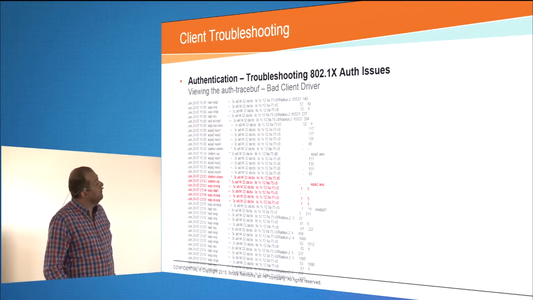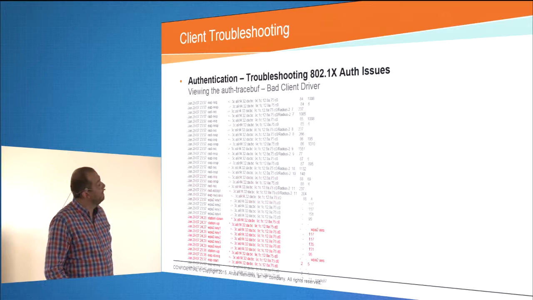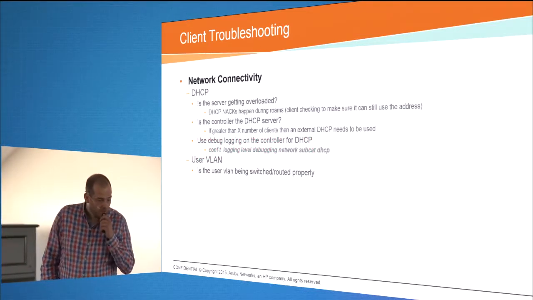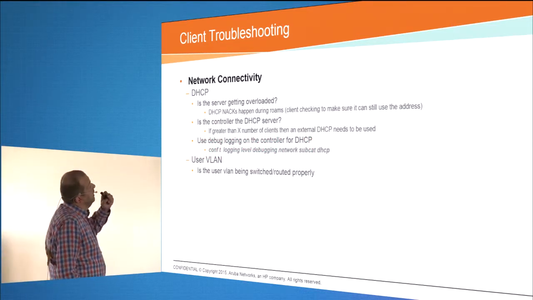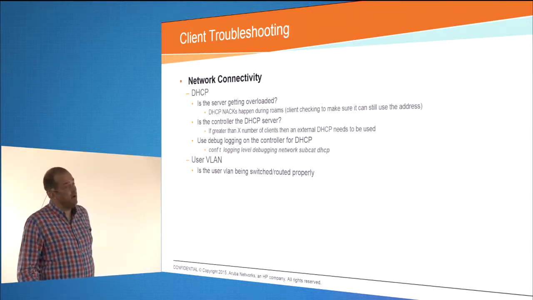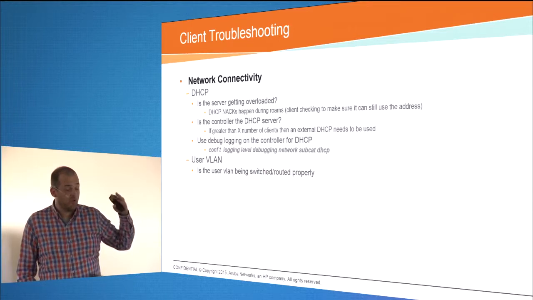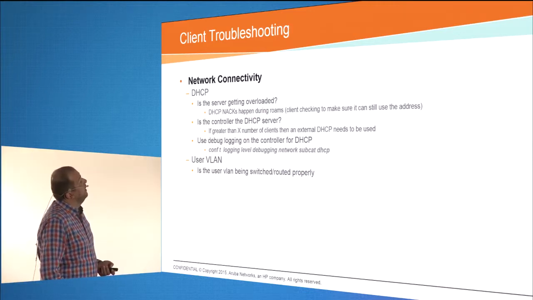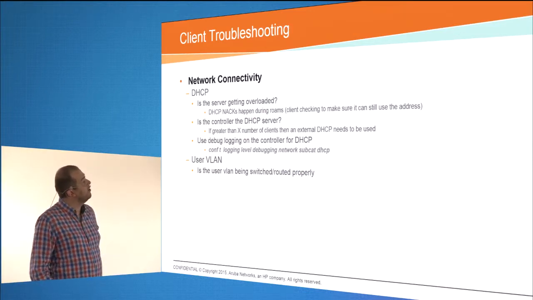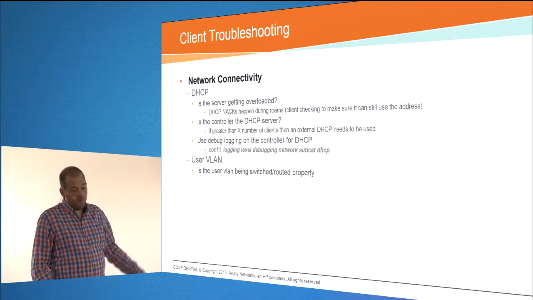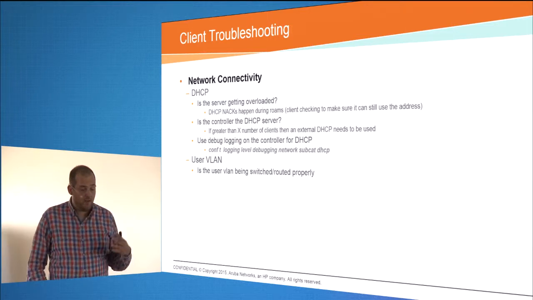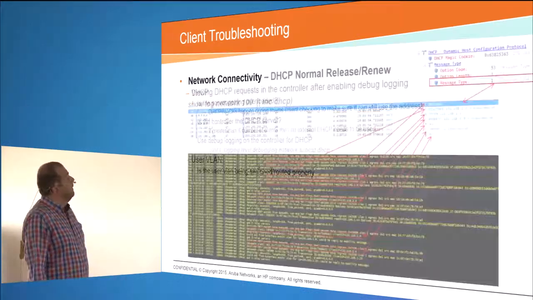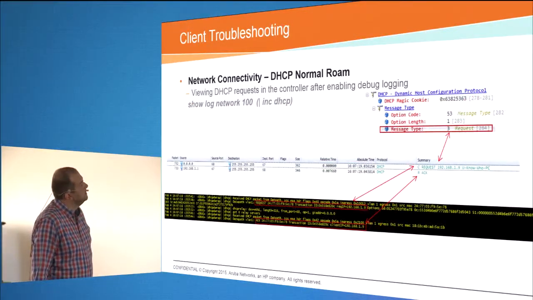And this is an example of a client driver issue. You can read that in the slides on the network. Other things, make sure your DHCP server is running okay. Some clients, when they move from one AP to another, will renew the DHCP reservation or their lease. So make sure the DHCP server is responding quickly and is capable of handling the amount of work. This is how it looks.